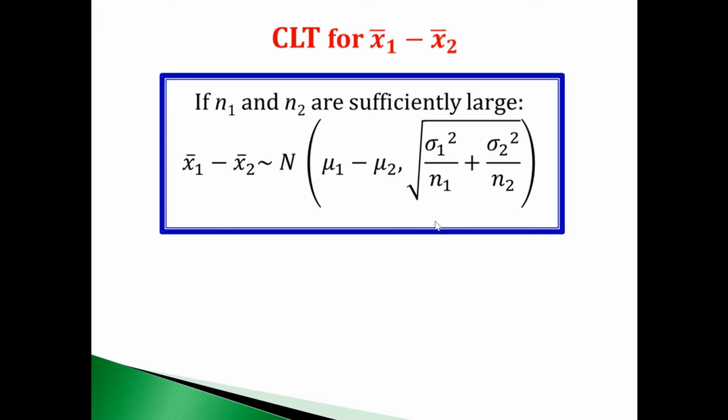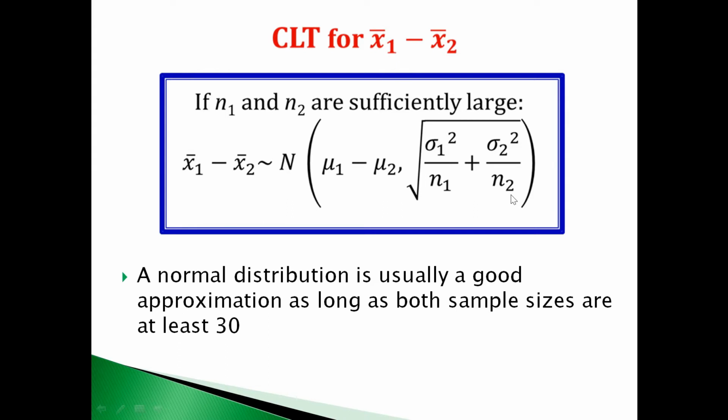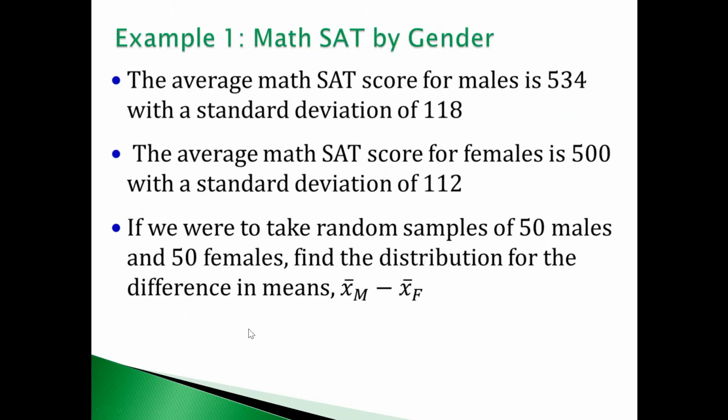The central limit theorem for difference in means states that if both sample sizes are sufficiently large, then I can look at this distribution as a normal distribution that is centered at the difference in means and that has a standard deviation that is equal to the new standard error. The new criteria is that both n1 and n2 need to be larger than 30. So let's see an example.